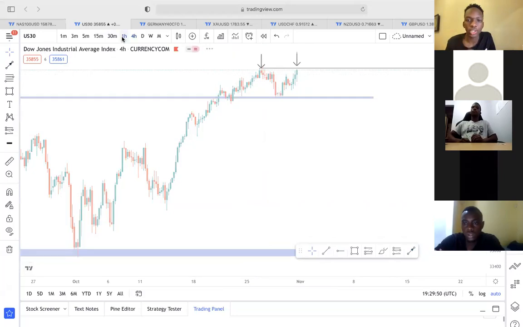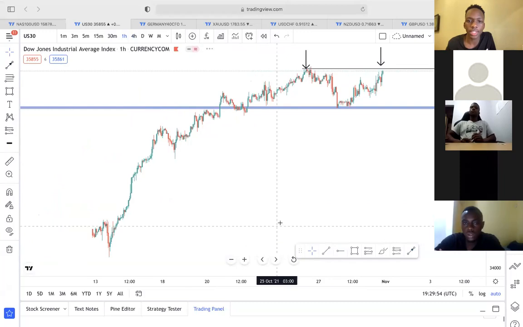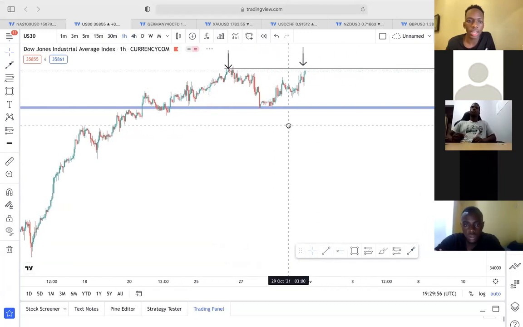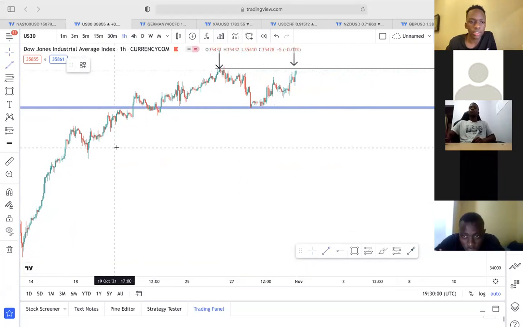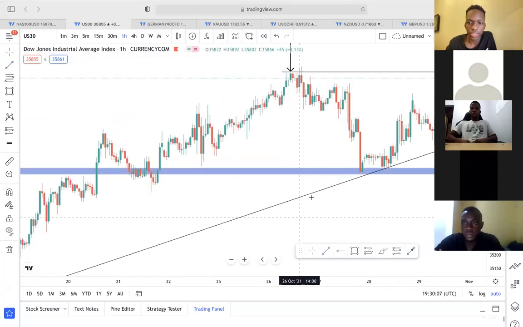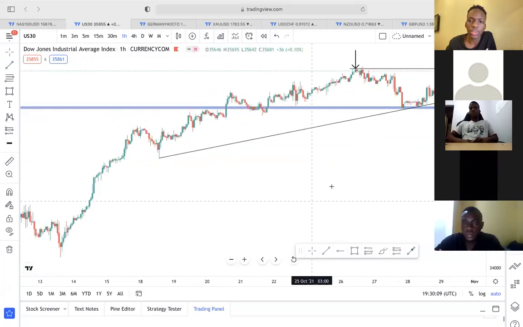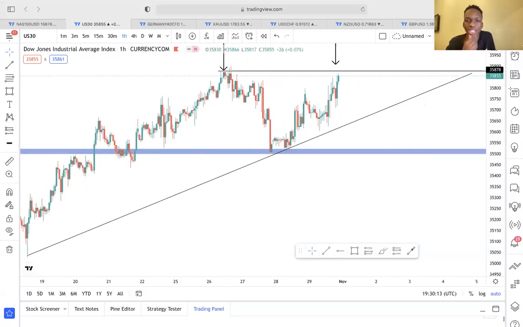Let me go down to H1 so everything is clearer. Clean setup. There isn't really much else to it, besides we can connect our higher lows. You can see higher low, 1, 2. Our upward trend line has 2 touches. Let me reset it and zoom out. There we go. So this is pretty much my US 30 analysis.